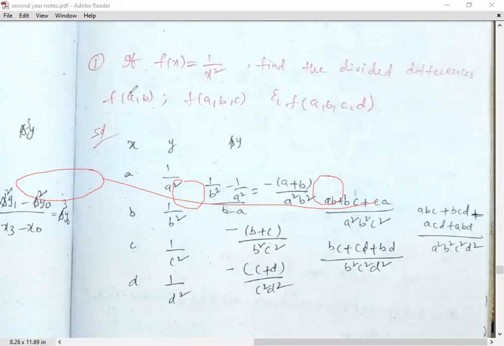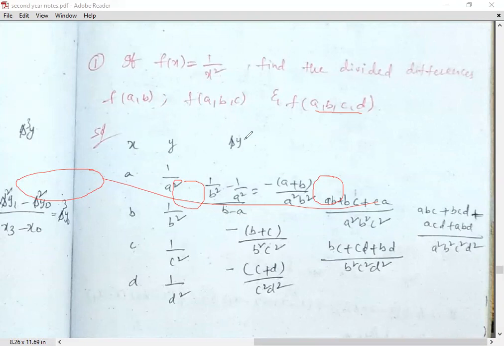Let us see one example of how to form a divided difference table. If f of x equals 1 by x square, then find the divided differences f of a comma b, f of a comma b comma c, f of a comma b comma c comma d. From this it is very clear that the x values are to be taken as a, b, c, d. So we list them vertically. And then y equals f of x values are written from the given function 1 by x square. They are 1 by a square, 1 by b square, 1 by c square, 1 by d square.